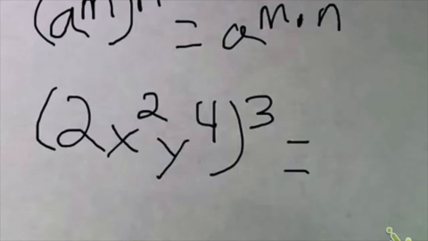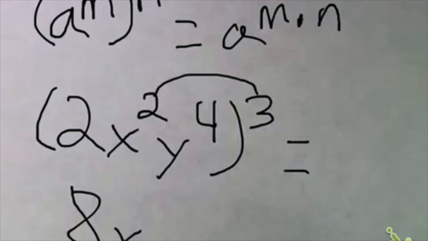And so first, of course, you would cube the 2, which would equal 8. Then you would take the x and you'd multiply 3 times 2, which would equal 6. And then you'd multiply the 3 and the 4, which equal 12, and that'd be your answer.